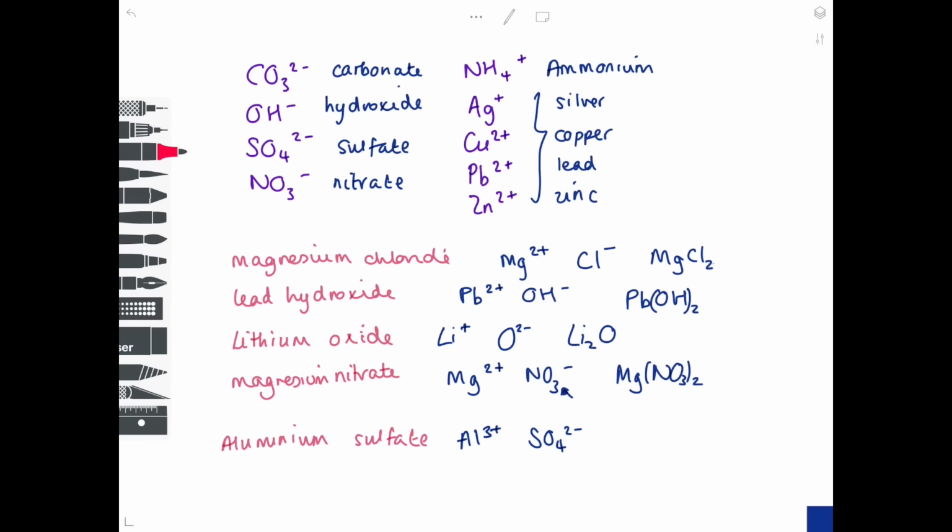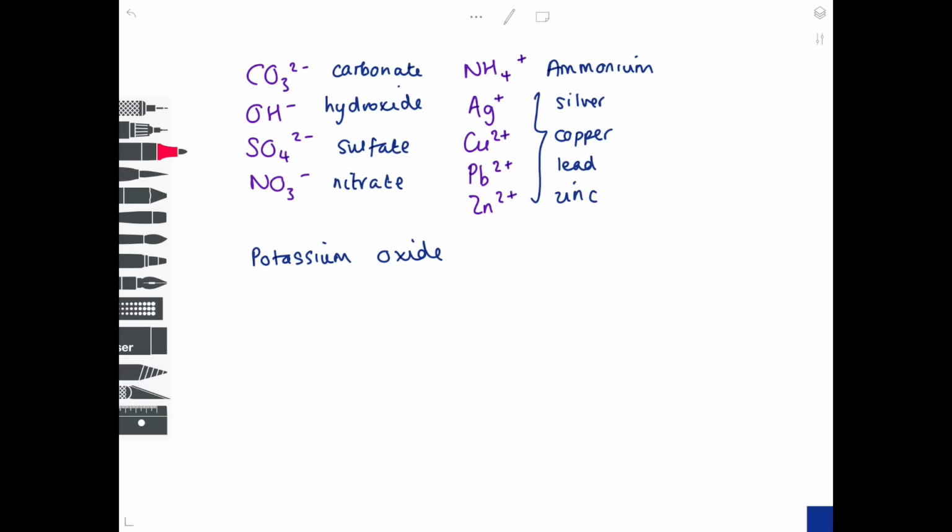You've got to find a common number that both 3 and 2 go into, which is 6. So if I show you my thought process, I effectively need 2 aluminiums and 3 sulfates to make it equal 6, because now we have 6+ on the aluminium side, 6- on the sulfate side. So that's therefore Al2(SO4)3, not forgetting the brackets as usual.